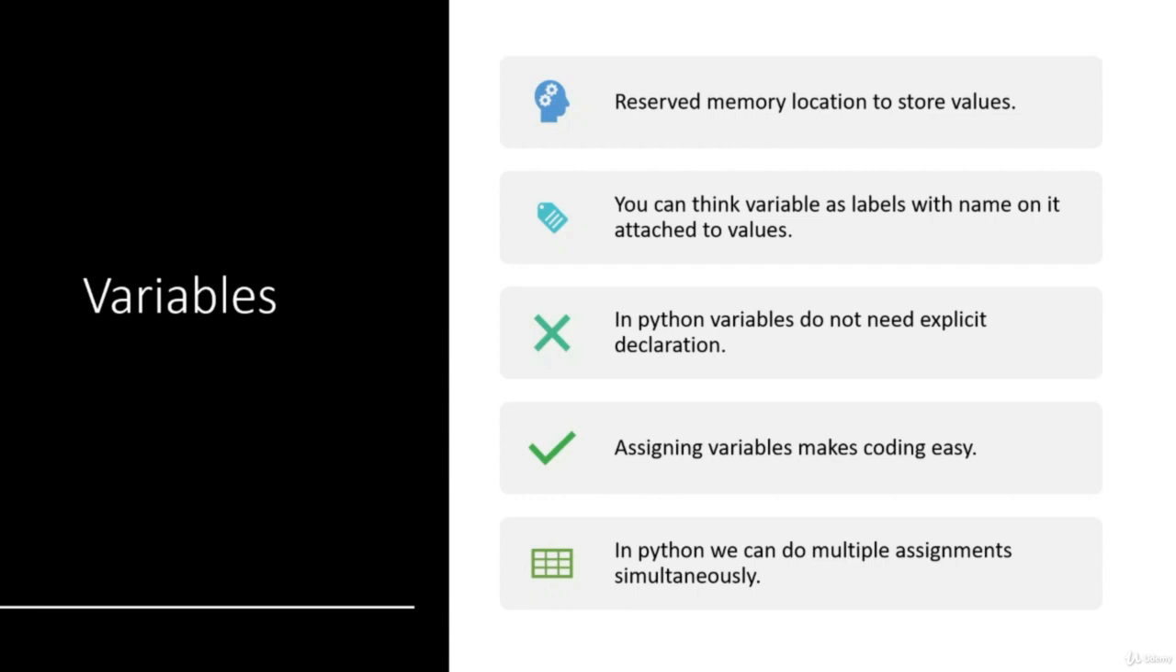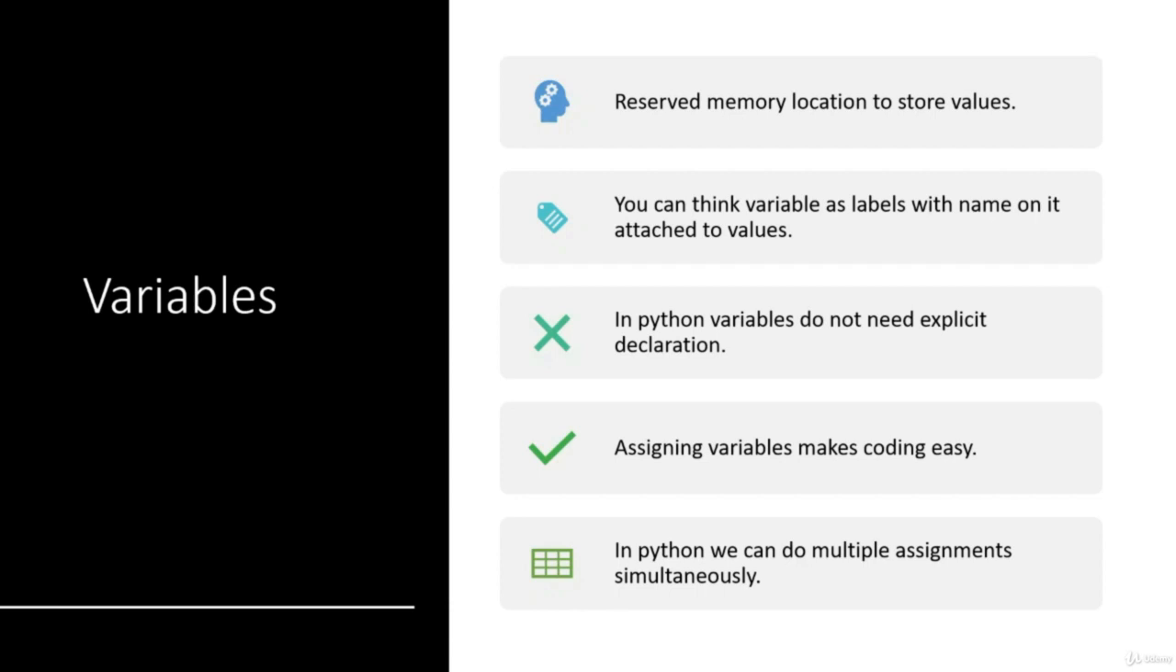Now you can think of variables as labels with a name on them, attached to values. Yes, you can think of it like that: variables are labels to which you have given a name, that is the variable name, and they are attached to some kind of value. Like if we say x is equal to 10, then x is a variable which is attached to 10. It means x is storing the value 10 inside of it.